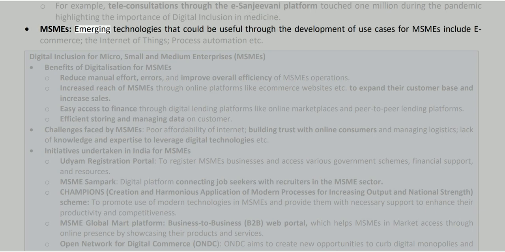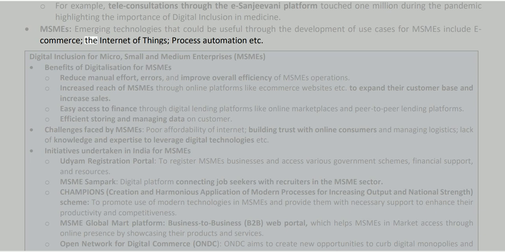MSMEs. Emerging technologies that could be useful through the development of use cases for MSMEs include e-commerce, the Internet of Things, process automation, etc. Digital inclusion for micro, small and medium enterprises, MSMEs.